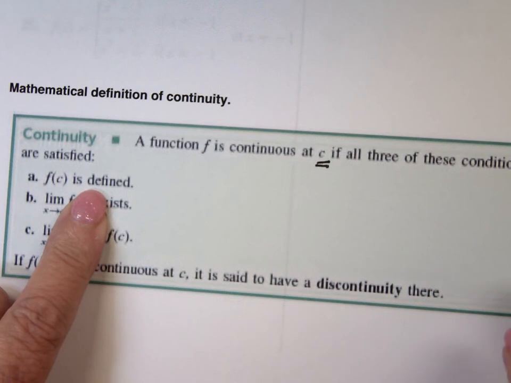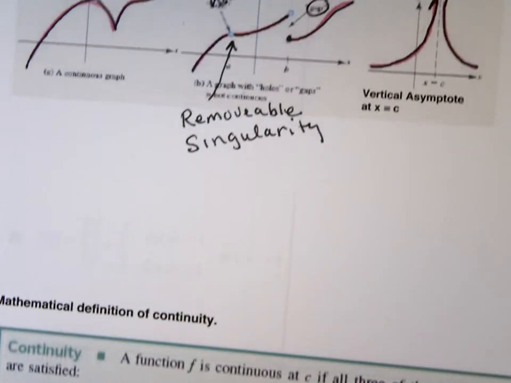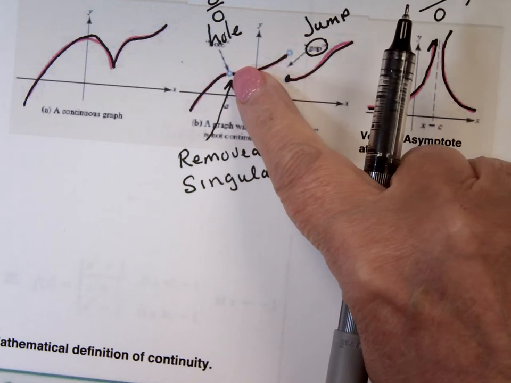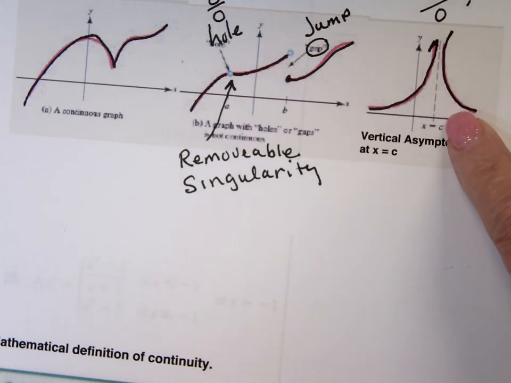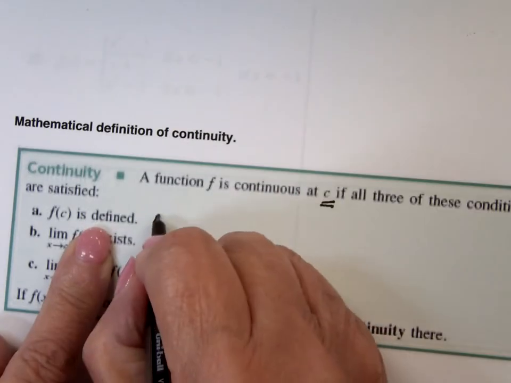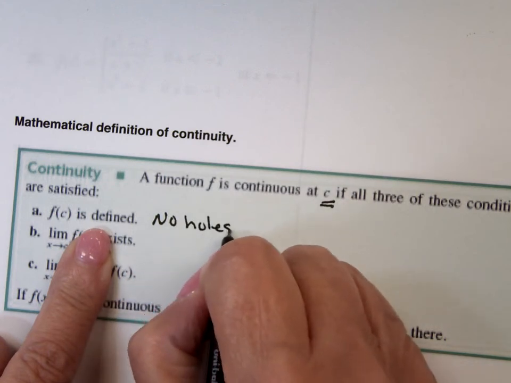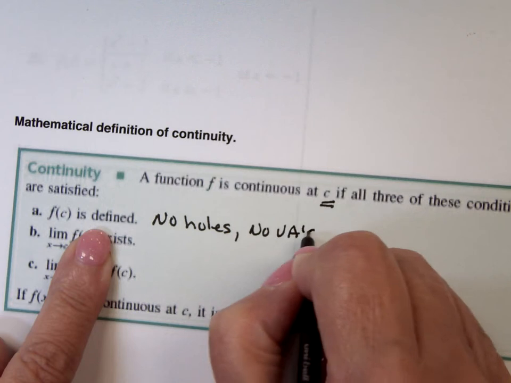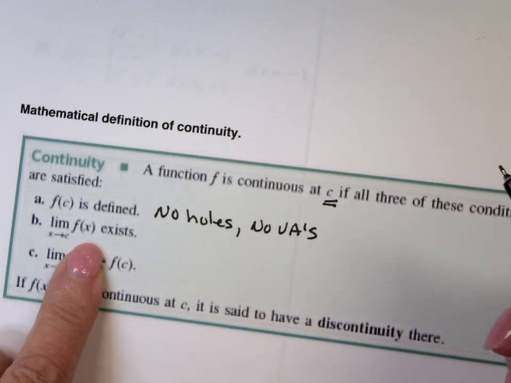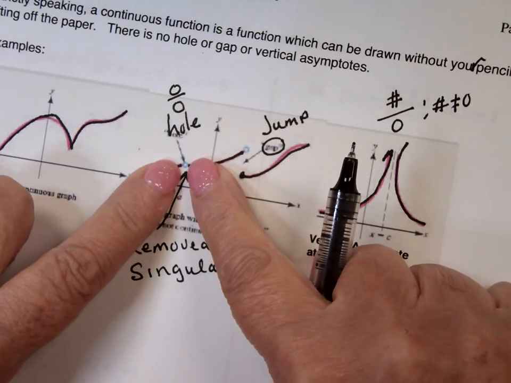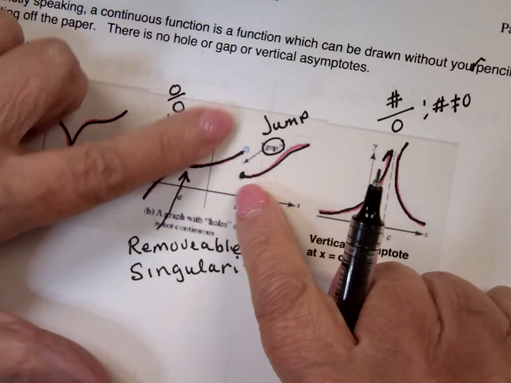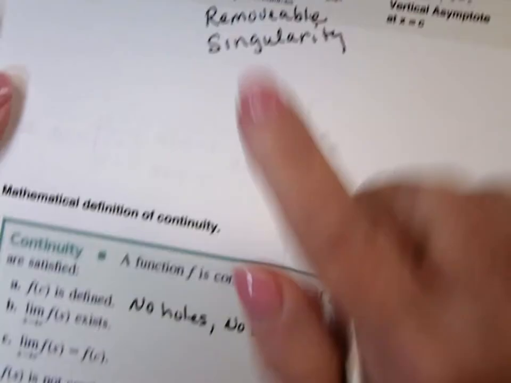Well, if I take a look at my two graphs above, f of a does not exist. That means no holes, no VAs. Because if I put x equals c, I get something which is undefined. So no holes, no VAs. The limit as x approaches c of f of x exists. Well, here it exists. Where it doesn't exist, right there. No jumps.